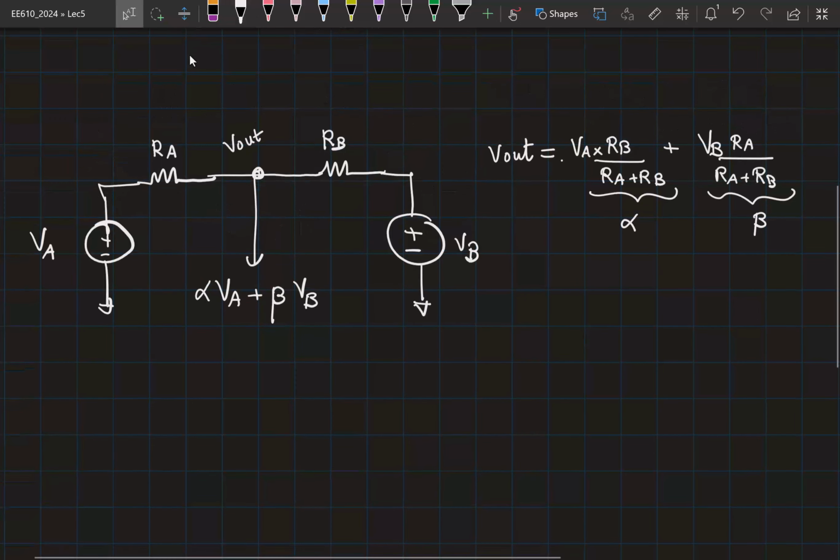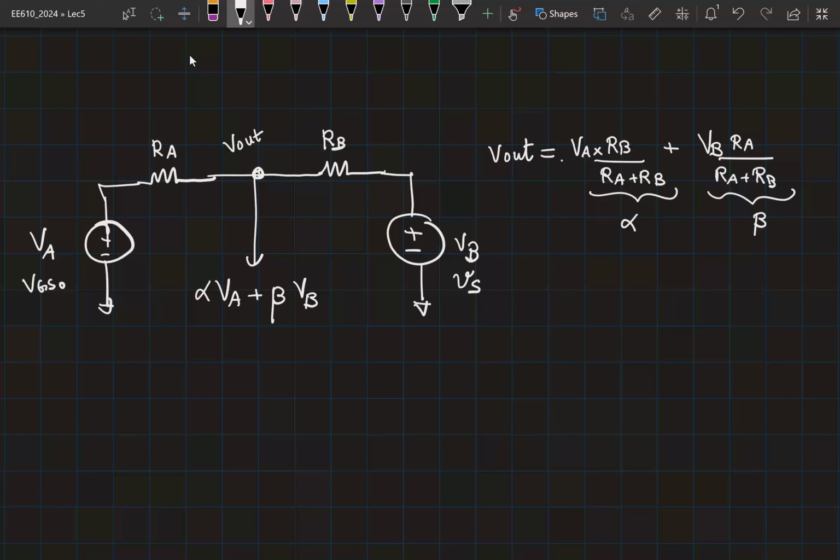Ideally, if we had VA as our VGS0 and VB as our small signal source VS, we wanted VGS0 plus VS at the output, right? But if I have a ratio of two resistors like this, then I cannot make both alpha and beta equal to 1 at the same time. I will have to sacrifice one of the ratios.